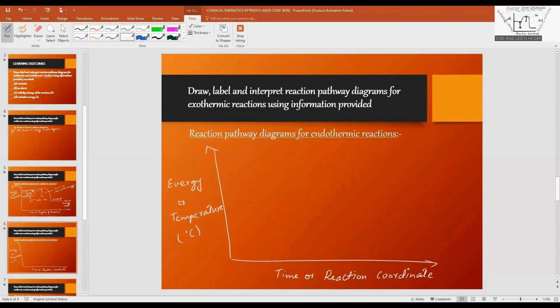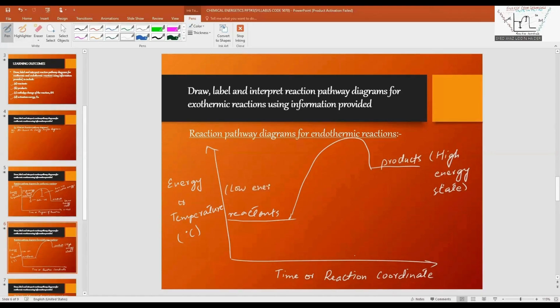Now I told you that product will be at high energy state than reactant. So this will be the reactant and this will be the product. So the energy hump would be like this. This is the reactant and on this side you have products. Products is high energy state. The reason is that the heat is absorbed in this reaction. Low energy state.